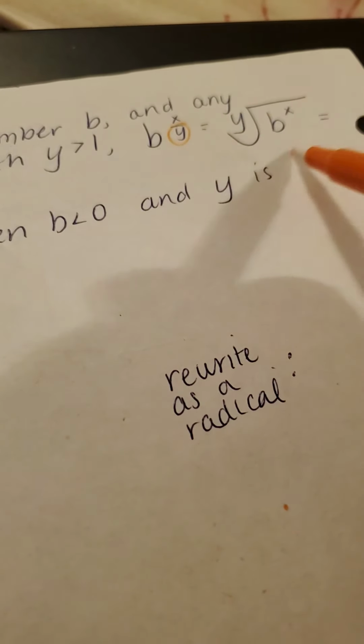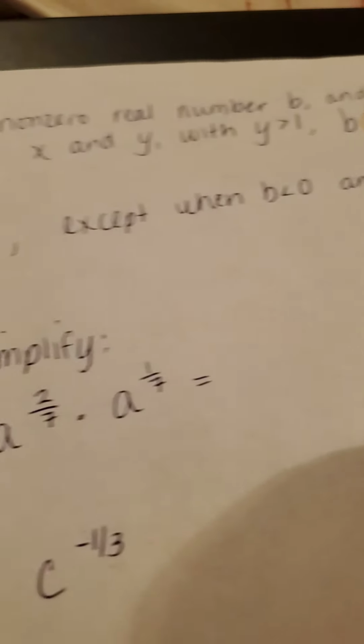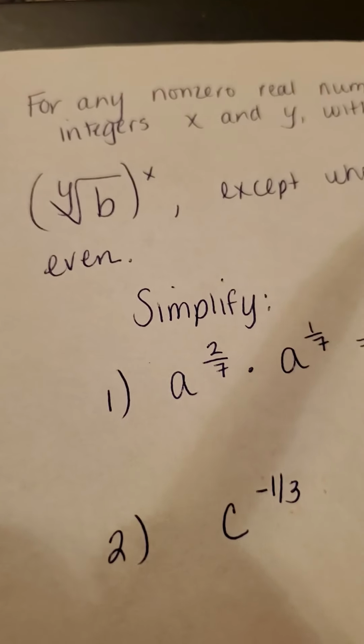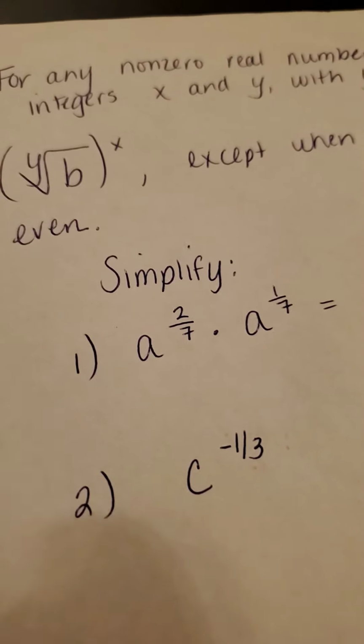But now b to the x is on the inside of the radicand. And the other way you can write that is as b, and all to the x, except when b is less than 0 and y is even. Don't worry too much about those fine points.